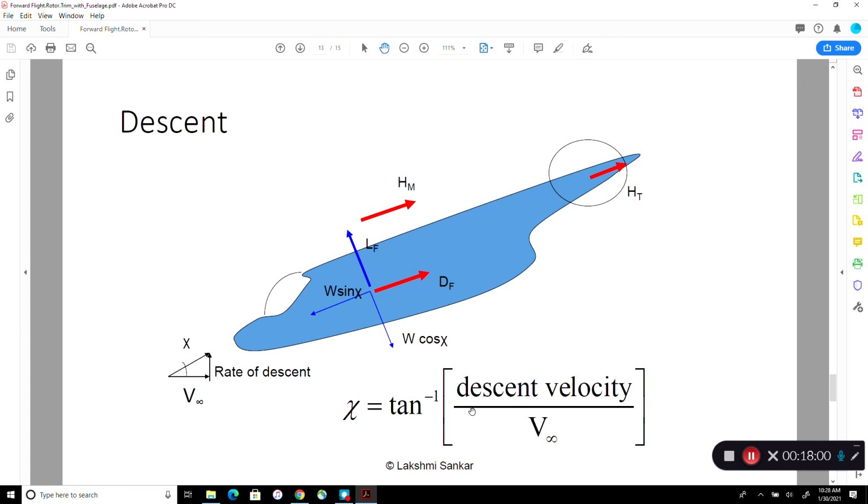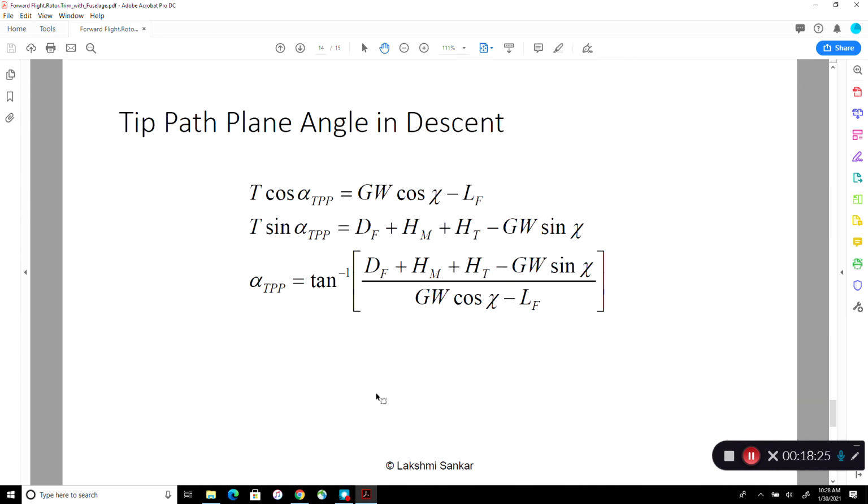Okay. So first of all, the descent angle chi is the vertical velocity, which is the rate of descent, divided by the horizontal velocity parallel to the ground. So this is chi. So how do we model this? How do we trim the rotor? What does the pilot do under these situations?